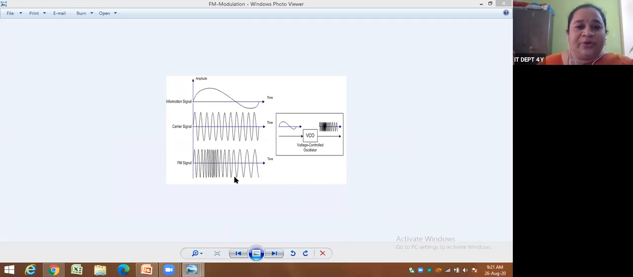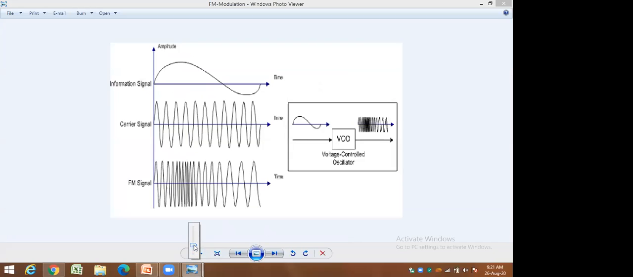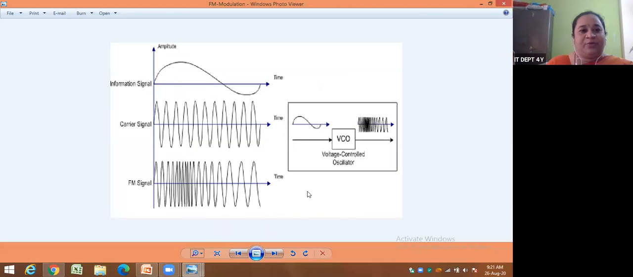See, are you able to see the signal now? Yes, ma'am. Right. This is the FM signal modulation. See, the information signal is like this. And the carrier has been chosen in a similar way, that is nothing but having equal amplitude and also equal frequency.